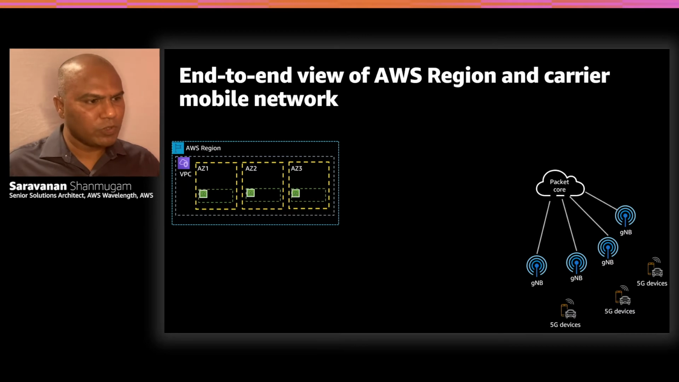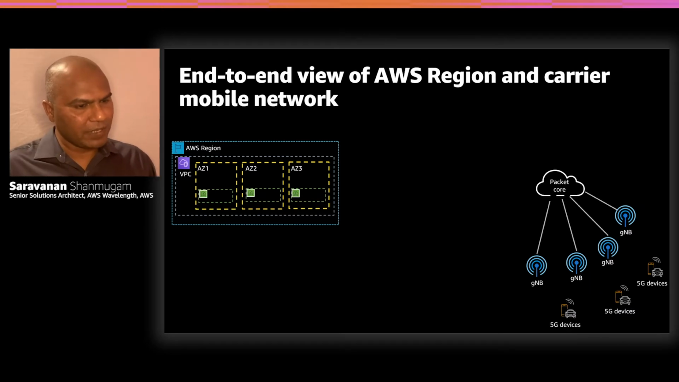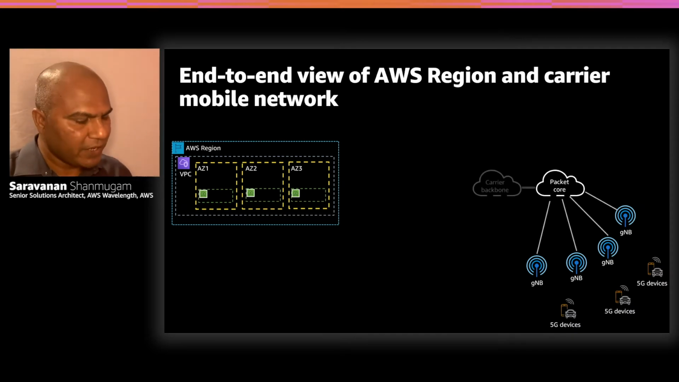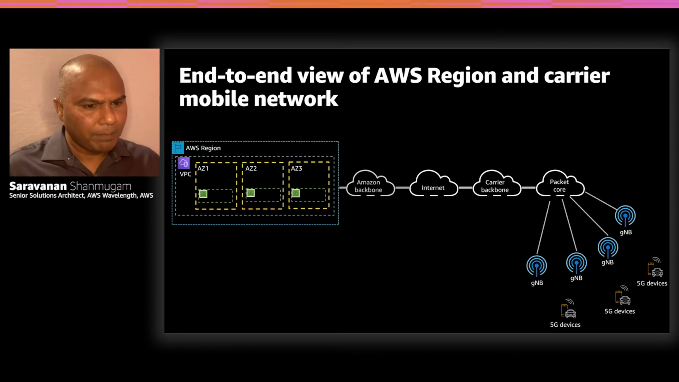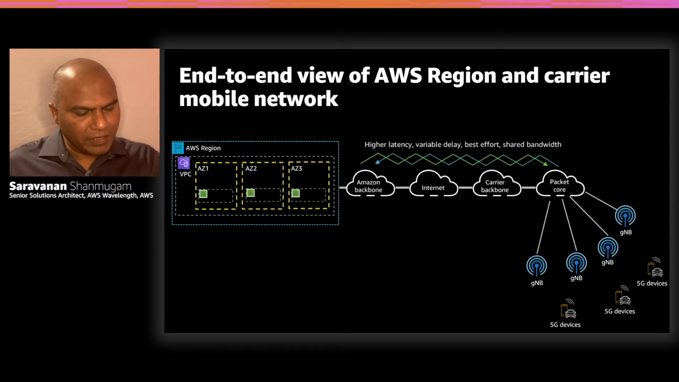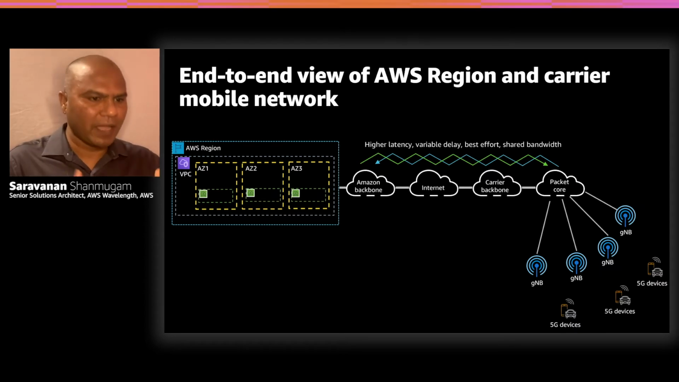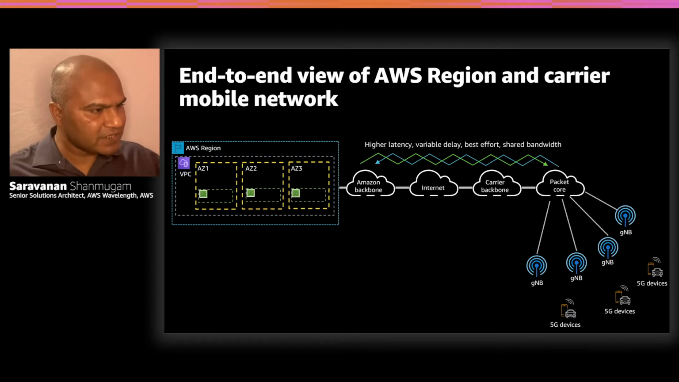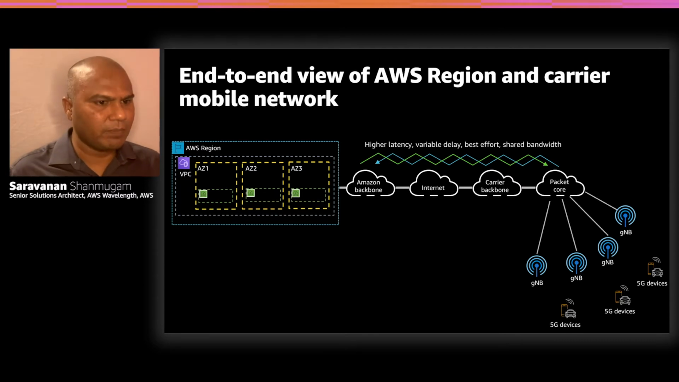So typically when you deploy an application and serve it to your end users, and you want to connect the end users to the application running in the region, the packet flows from the end users in the 5G or 4G network through the radio network, through the packet core, and through the carrier backbone, internet, Amazon backbone, and then finally reaches the application running in the region. This path has such high latency with variable delay and jitter, and especially it's best effort traffic. It's a best effort path.